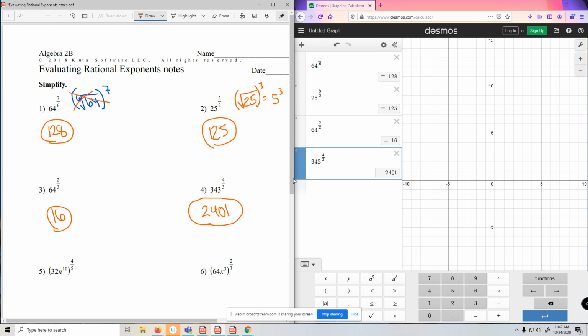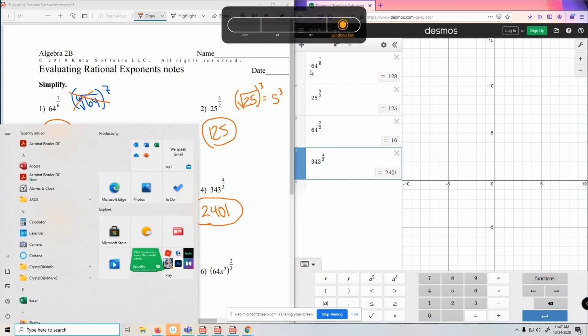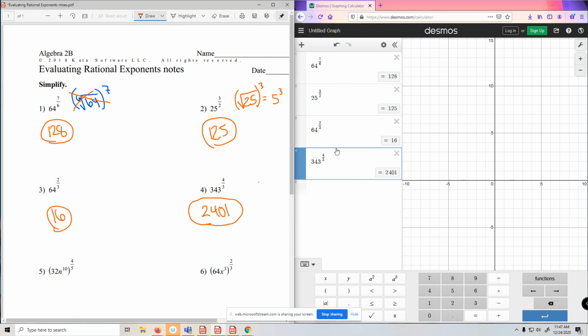Generally speaking, if the top number of your fraction is bigger than the bottom number of your fraction, your answer will be bigger than your base was. If the bottom number is bigger, then your answer will be smaller than your base was, just to help you make sure your answers make sense. But again, if you're typing into a calculator, pretty much no way to mess these up as long as you type things in correctly.